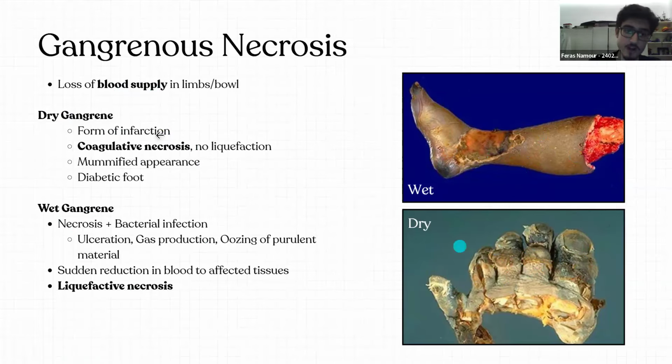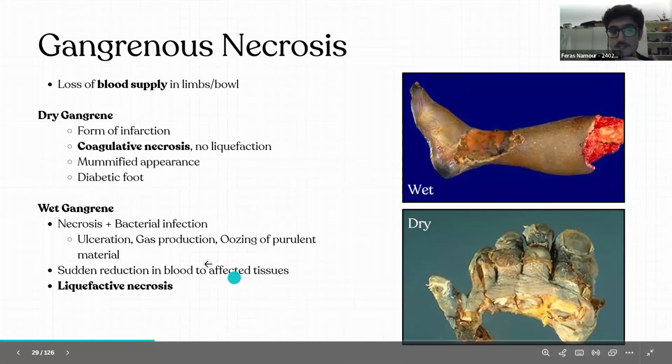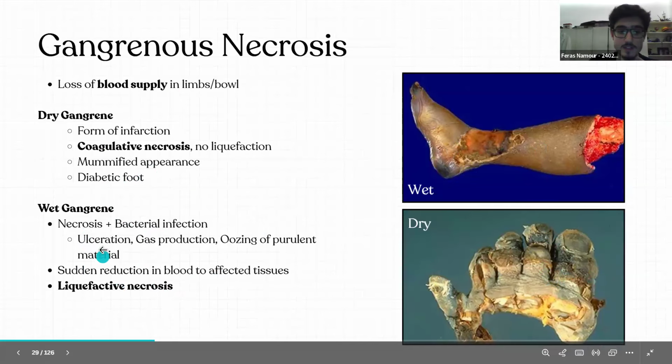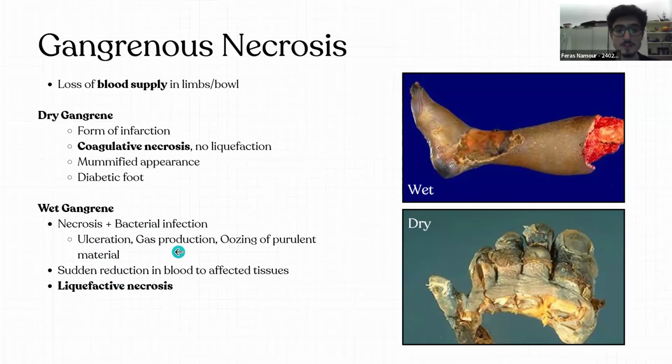Now, in dry gangrene, you're going to see coagulative necrosis, and it's going to give you this mummified appearance. It's going to be literally hard to touch. The example they gave you was diabetic foot. Meanwhile, wet gangrene is going to present with liquefactive necrosis because, as we said, there's a bacterial infection. So liquefactive necrosis, and due to the infection, you're going to have ulcerations, gas production, and even purulent material oozing out.